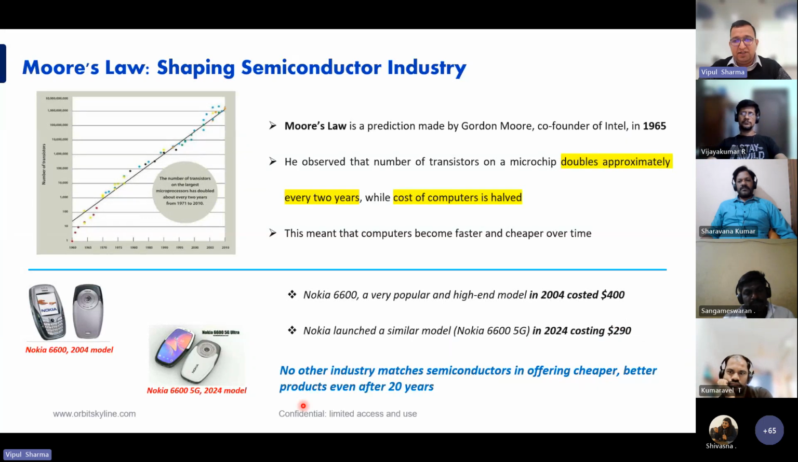Just imagine, do you know any other industry which can give you a much cheaper and better product even after 20 years? No, I cannot imagine anything, because ultimately the price of everything increases with time. But it is only electronics, and that too because of semiconductors, that we are able to get so much better technology and features at almost the same price which we used to pay 10 or 20 years back, or even less in some cases. So this is how we are reaping the benefits of semiconductors.